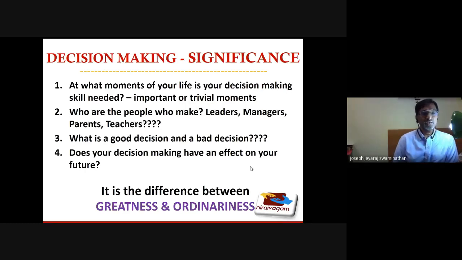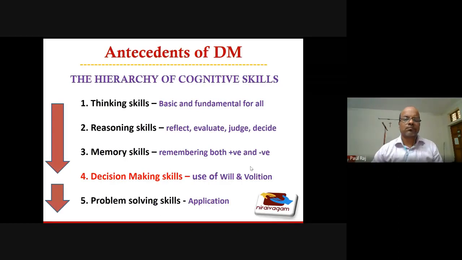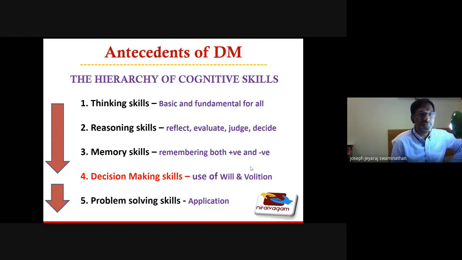Now, if you look at the next slide, we have put there antecedents of decision making. What are the antecedents? I will just go with the hierarchy of cognitive skills. I think the team of the decision making skills seminar project have made very well the 5 cognitive skills. And what are they? You did on the first day the thinking skills. And the thinking skills, as you have learned, are the basic and fundamental skills that all of us need, whether you're a child, adult, or old person, working, resting, whatever.